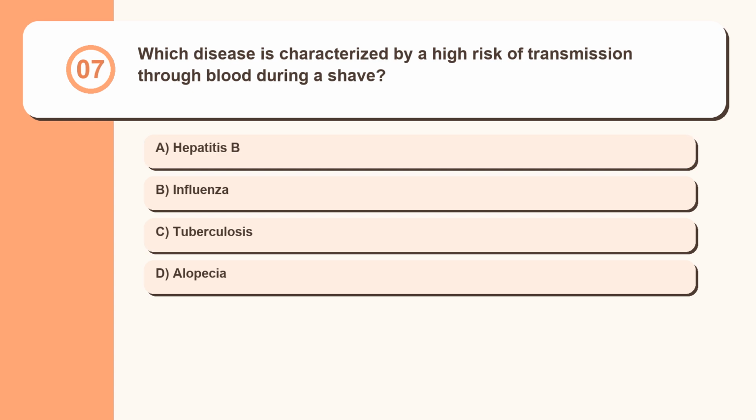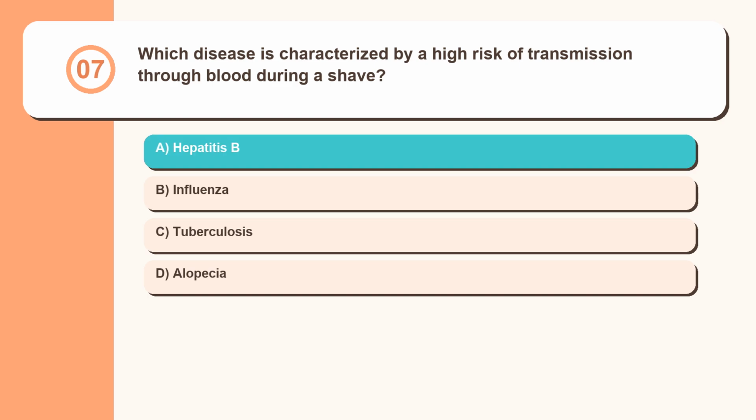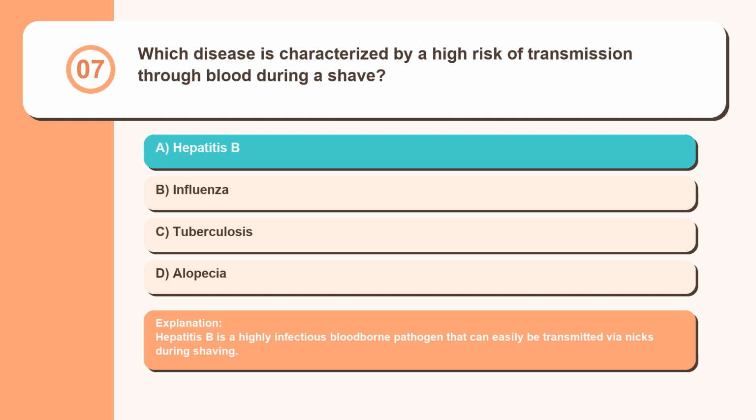Question 7. Which disease is characterized by a high risk of transmission through blood during a shave? Hepatitis B, influenza, tuberculosis, alopecia. Hepatitis B is a highly infectious bloodborne pathogen that can easily be transmitted via nicks during shaving.